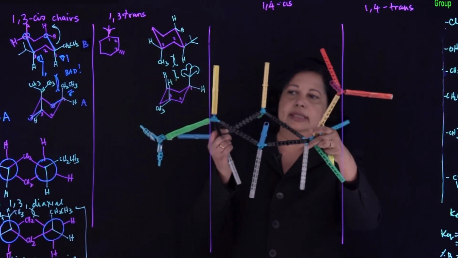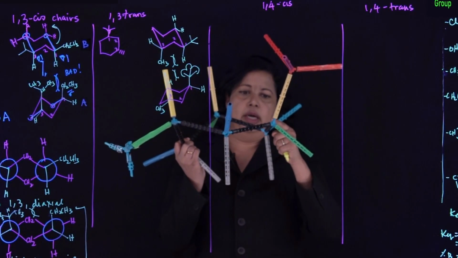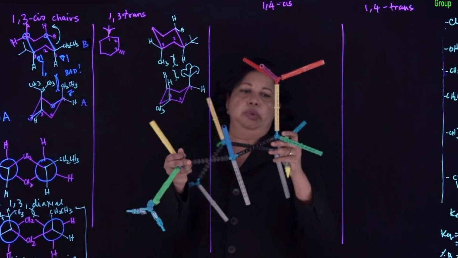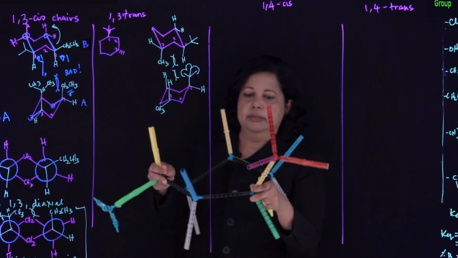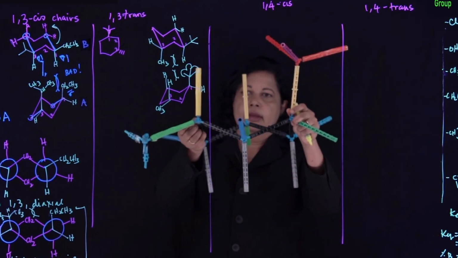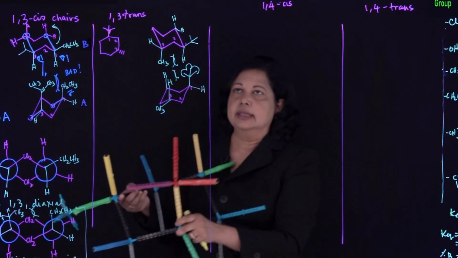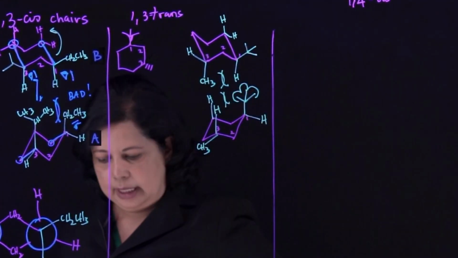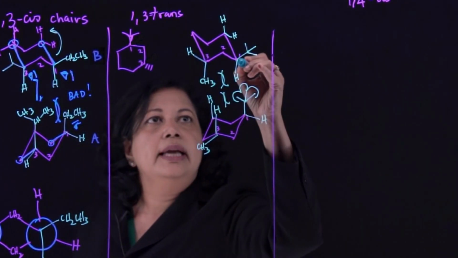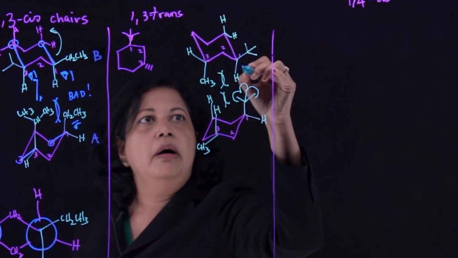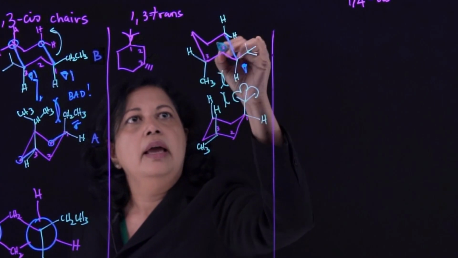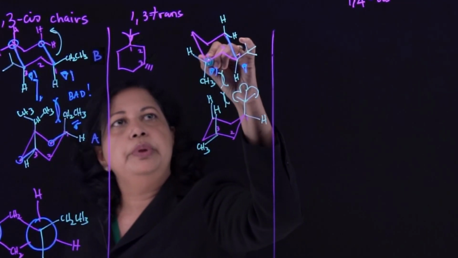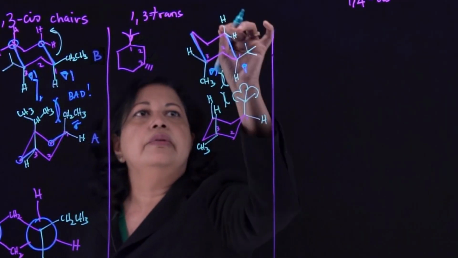Let's do the Newmans. So pretty much the same way, like we did here. You're going to look through 1 and 3. So between this carbon and this carbon, and this carbon and this carbon. So now that I've been showing you these models, we can just do them without them. So here we're going to look through this bond and through this bond. Okay, that way we have 2 butanes here that we can really look at.